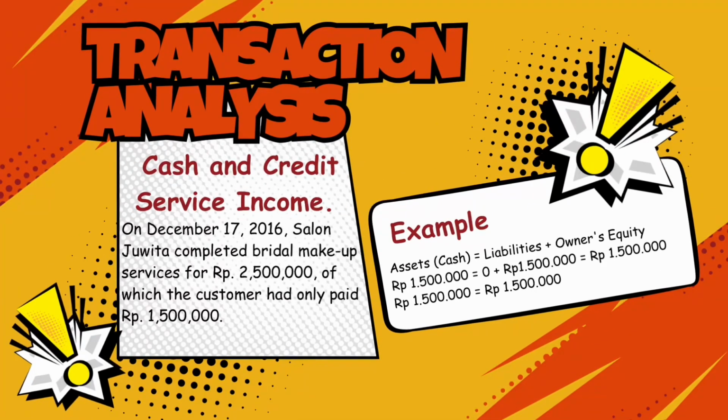Number 5, service revenue, cash plus credit. On December 17, she completed a wedding makeup service worth 2,500,000. Only 1,500,000 was paid. The rest became accounts receivable. So cash increased, receivable increased, and equity also increased.